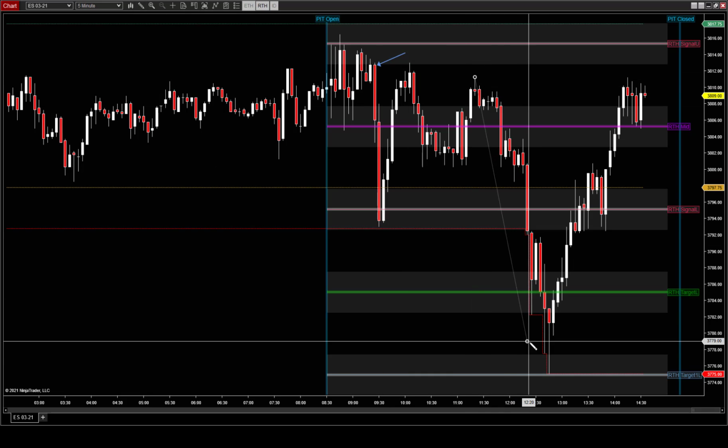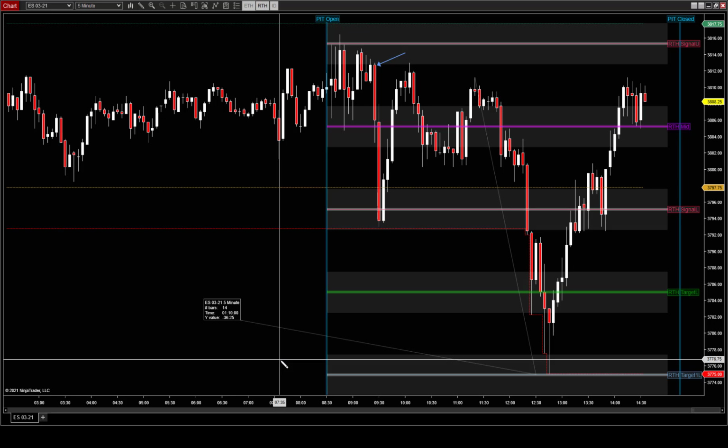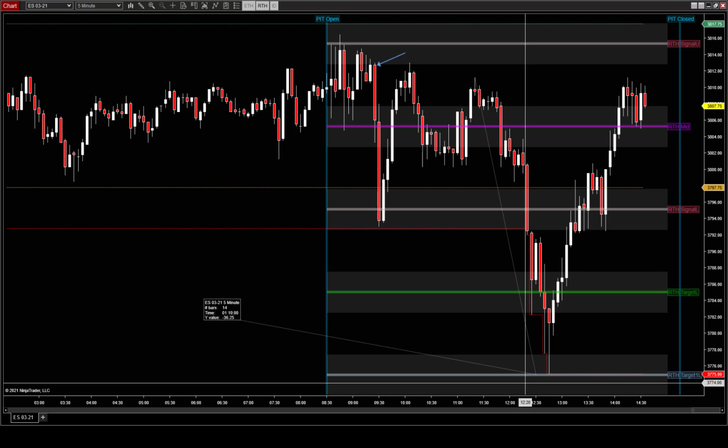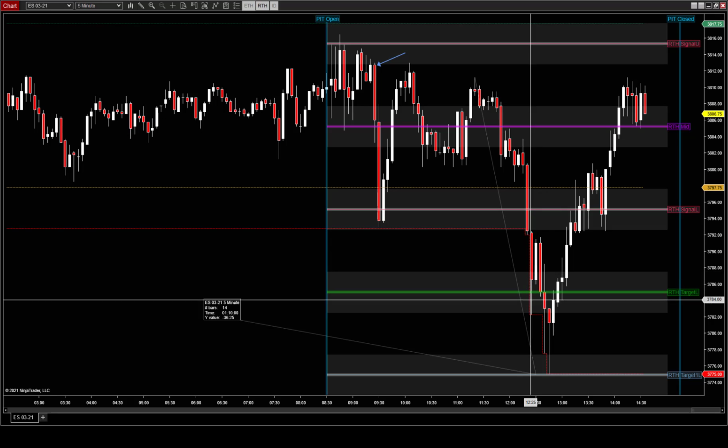From here to here, that low is 36.25 ES points. But look what it did. It stopped on a dime, to the tick, at your market maker level, lower target 1. And then, of course, the market's been rallying ever since.